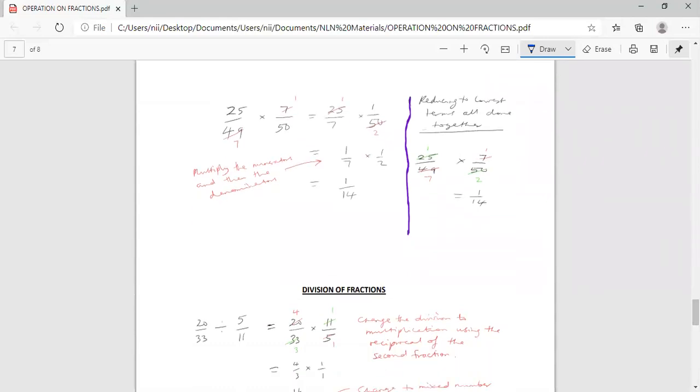All right, so same thing here, the reducing to lowest terms approach. So 25 over 49 times 7 over 50. Reduce to lowest terms, and then you can easily work this out. Okay.